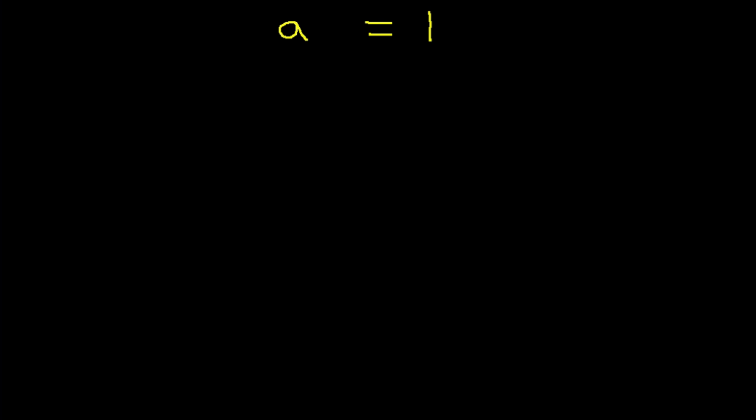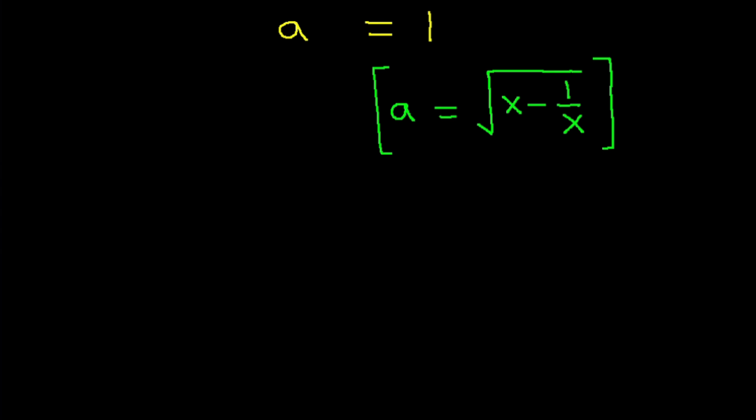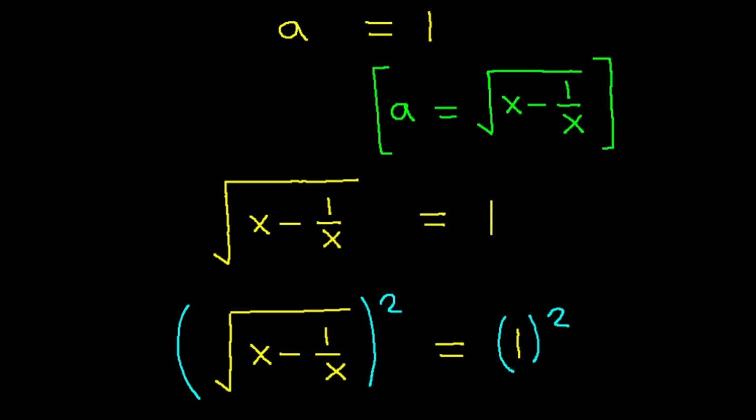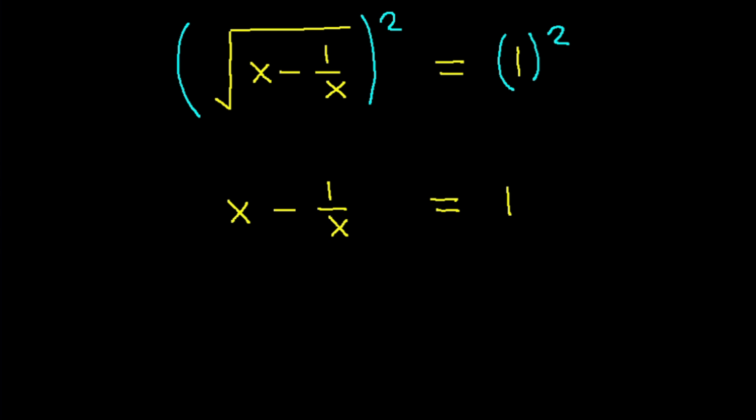Now we go back to x. Since a is equal to 1, and a is the square root of x minus 1 over x, we can say the square root of x minus 1 over x equals 1. Squaring both sides removes the radical. x minus 1 over x equals 1 squared, which is still 1.